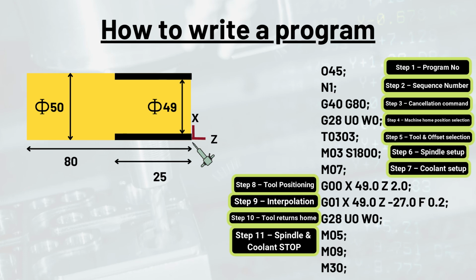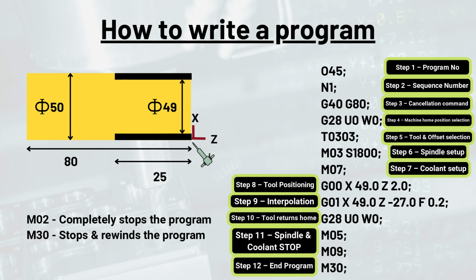In the next step, we are going to stop the spindle as well as the coolant. Because we have got the desired outcome, we can now stop the spindle using the M05 command followed by the coolant by the M09 command. Now to end the program, we have two choices, M02 and M30. Command M02 completely stops the program, whereas M30 stops and rewinds the program. So it's recommended to use M30 always unless otherwise.